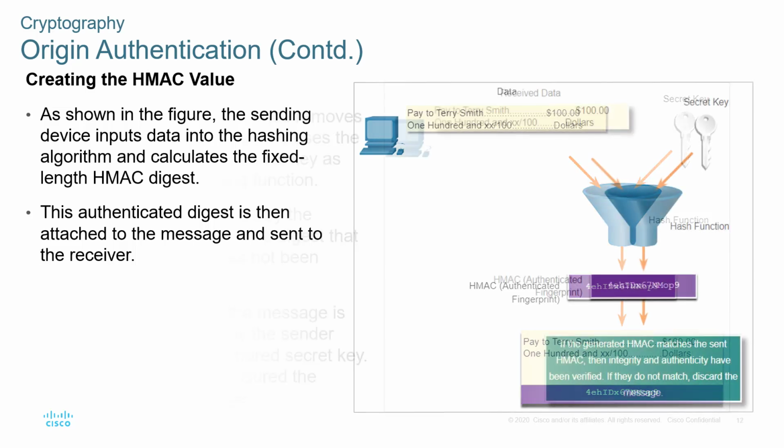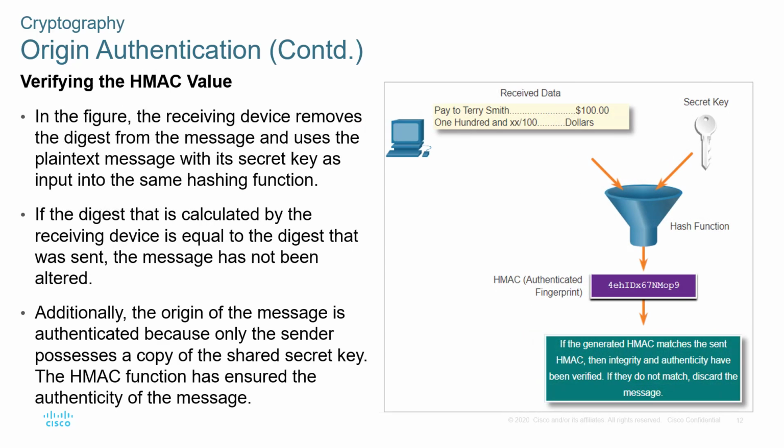Alright, so let's put all of this together. So we verify the HMAC value, we get the received data, we have the secret key, we hash it. As long as we get the same value, then we know the generated HMAC is verified. The integrity and authenticity has been verified. If they're not the same, then we discard them and we move forward.